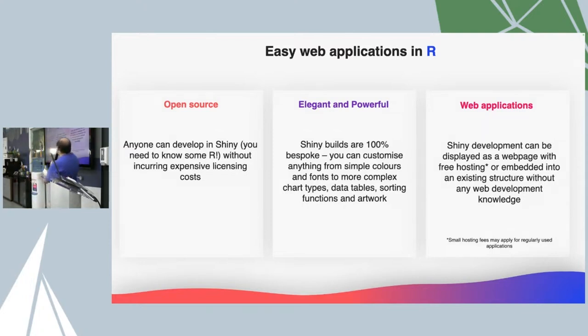Anyway, elegance and powerful is a really important concept when it comes to Shiny. You can customize fonts, colors, logos, boxes, anything that you want. You can even put artwork into a Shiny app, as well as all the charts and the numbers that you're putting in. And then the web application bit: you can deploy your Shiny app to a Shiny server, which effectively gives it a website, or you can embed it within your own website.